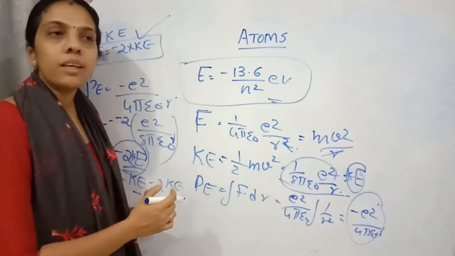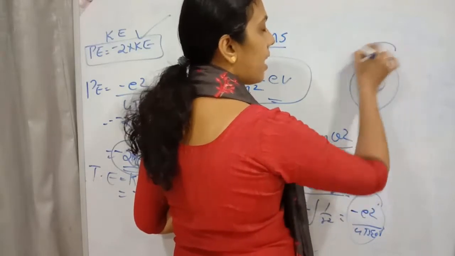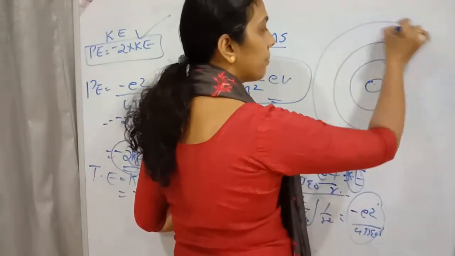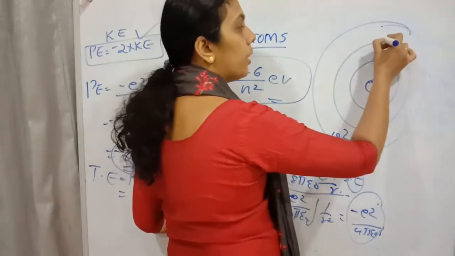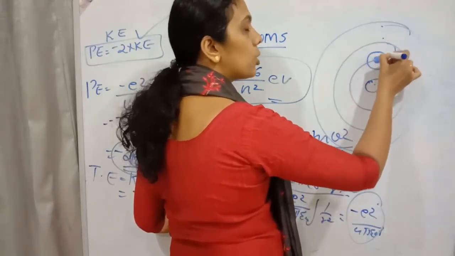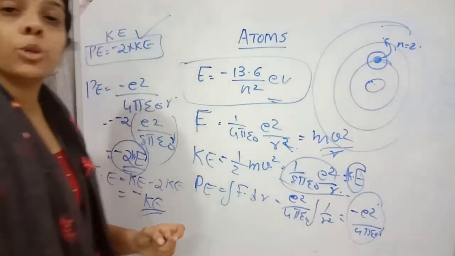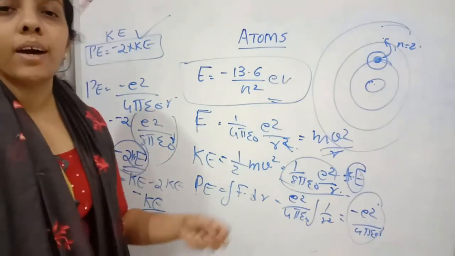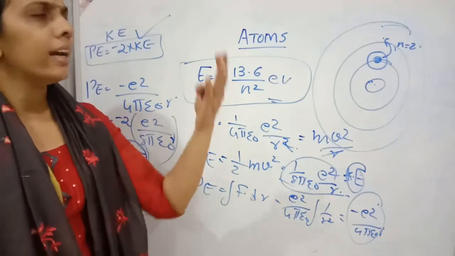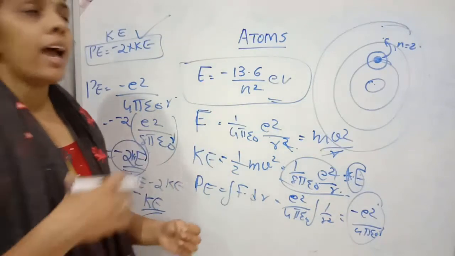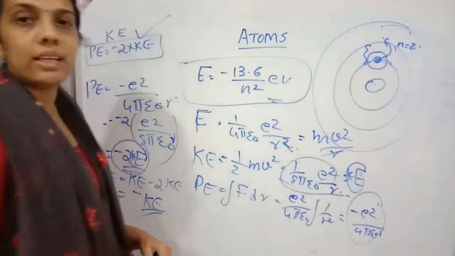Here I have considered this as the nucleus, and these are some of the orbits near it. An electron is present here in n equal to 1. If this electron wants to go to the second orbit, what should it attain? It should gain some energy, whether through light energy or electrical energy, and that energy is equal to the difference between these two energy levels.